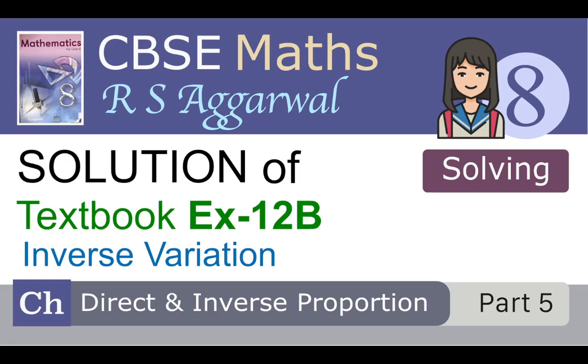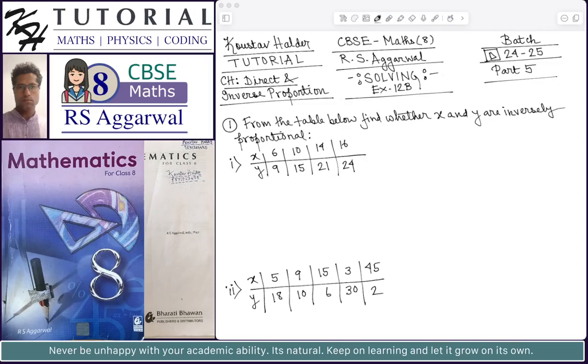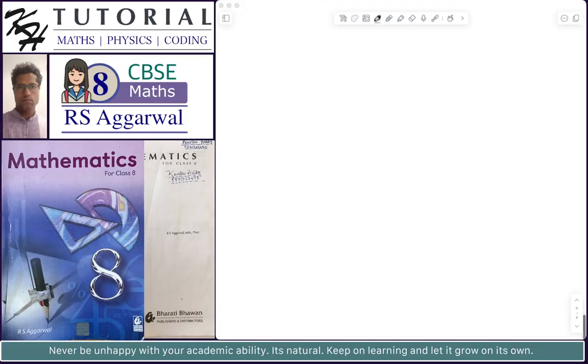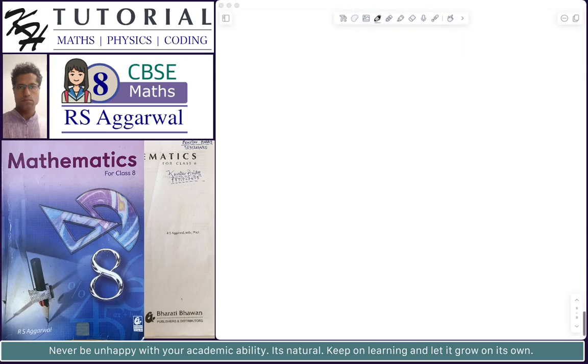Aggarwal on the chapter of direct and inverse proportion. Okay, so as you can see, I have my canvas on the right hand side, and I have written down all the problems from the textbook. So there are 15 problems. My machine is running a little slow. Anyway, here are the questions.